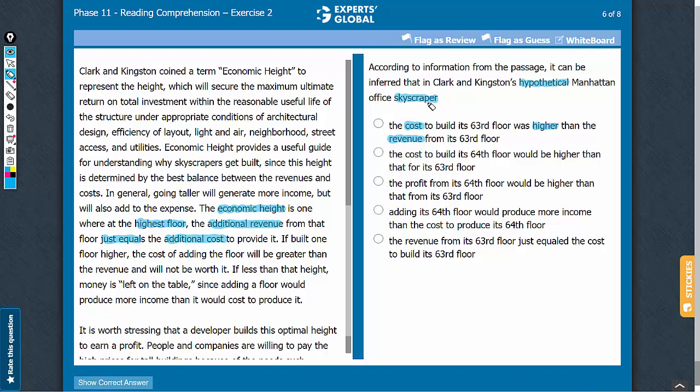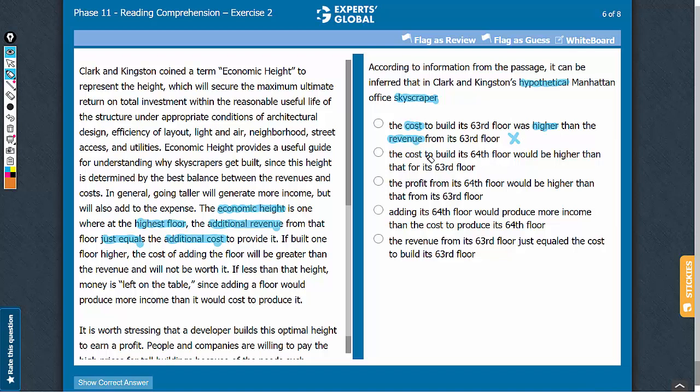So it can be inferred that because the economic height of this skyscraper was 63 stories, for the 63rd story, the revenue and the cost were equal. That is what we can infer from the passage. So it is incorrect to state that the cost was higher than the revenue. Let's eliminate this answer choice.